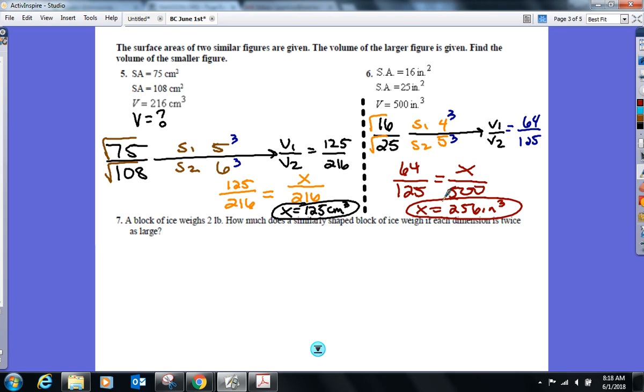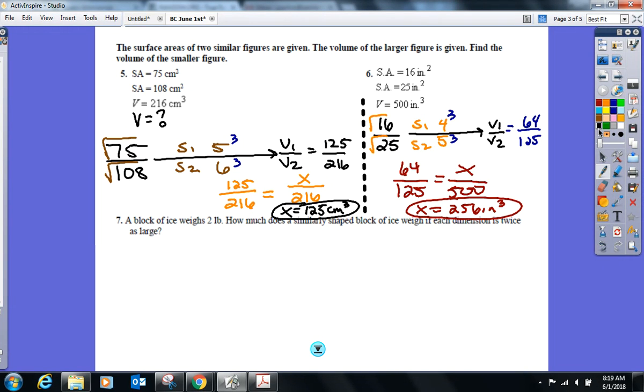Oh boy, guys. Are you ready for the last problem? This is sad. We got a block of ice, kind of anticlimactic. A block of ice weighing 2 pounds. Another block of ice has dimensions twice as large. What's the new weight? Oh, it's 4. No. You just don't double everything, including the weight.